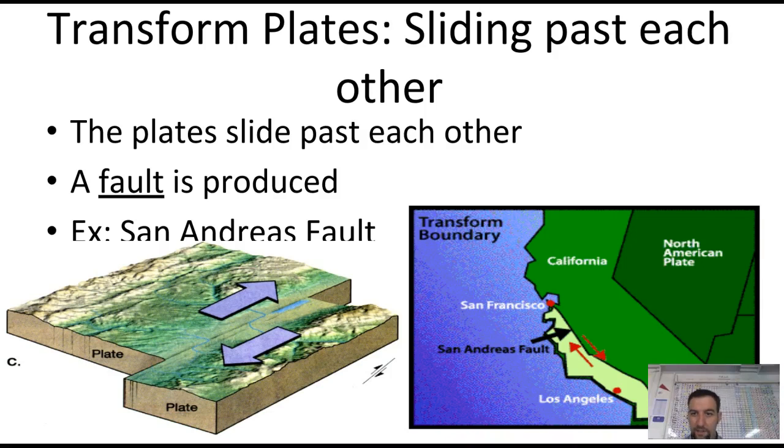Okay, so here, again, they're sliding past one another. A fault is produced, which is basically a crack in the earth, and an example would be the San Andreas Fault. So a major crack in the earth that runs pretty much from San Francisco all the way down through LA. And so different parts of this fault may get caught, and when they actually get caught and then finally release, that's when we end up with a major earthquake.